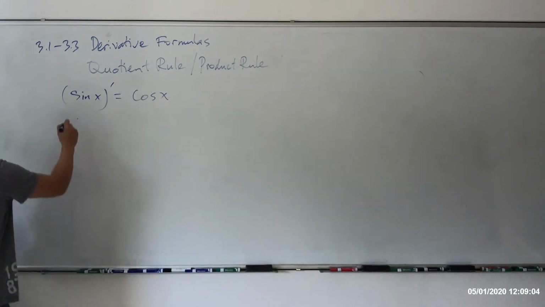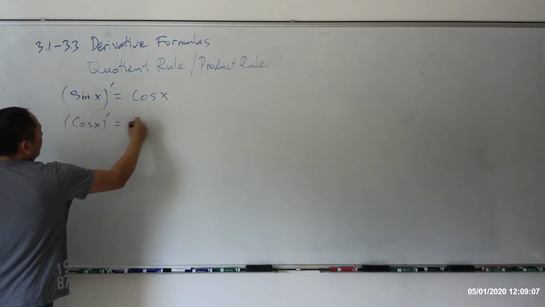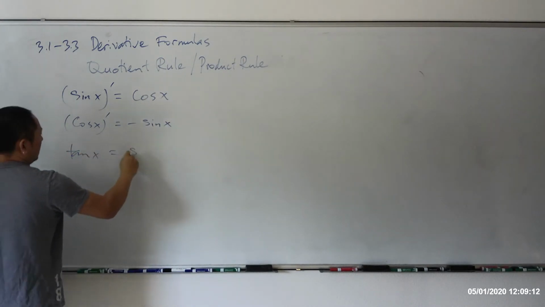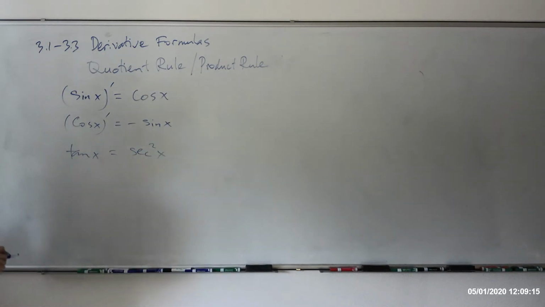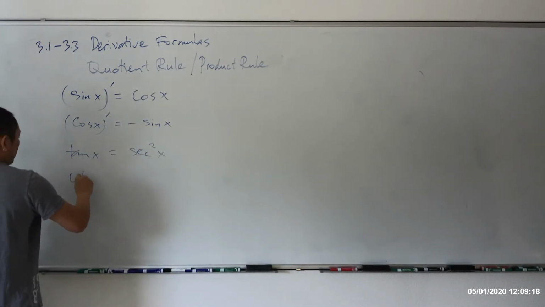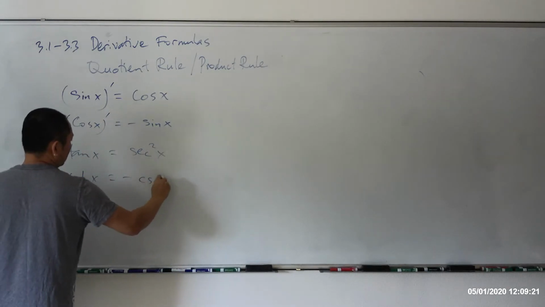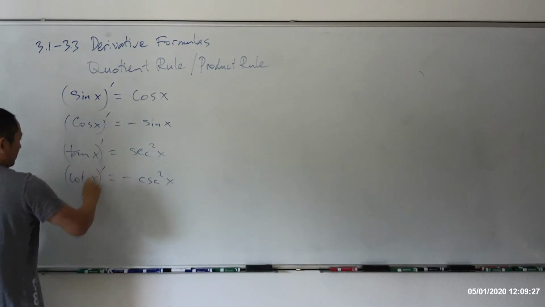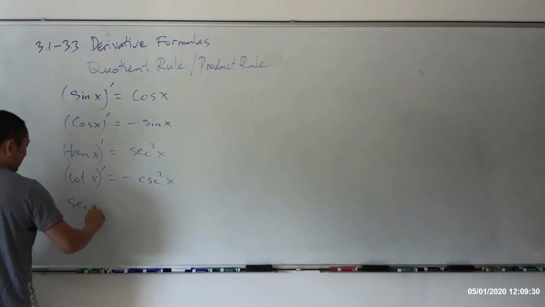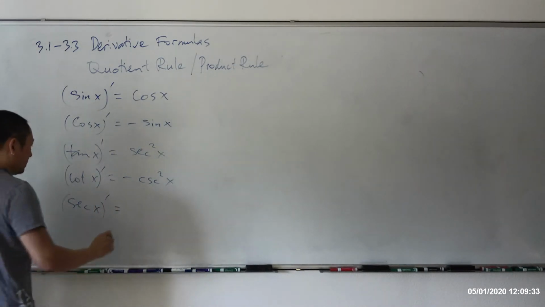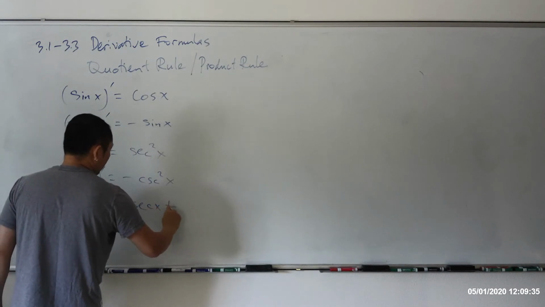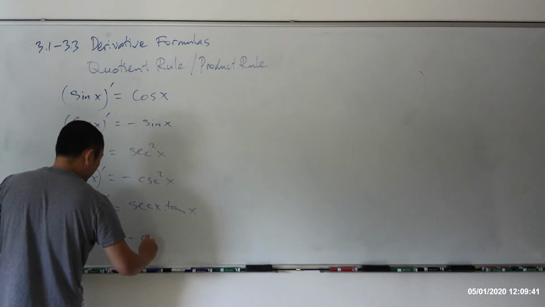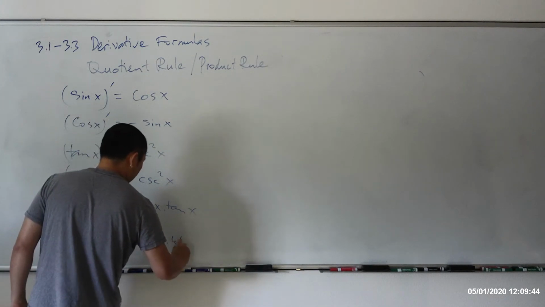All right, the derivative of cosine of x is negative sine x. The derivative of tangent of x is secant squared of x. The derivative of cotangent of x is negative cosecant squared of x. The derivative of secant x is secant x times tangent x. The derivative of cosecant x is negative cosecant x times cotangent x.